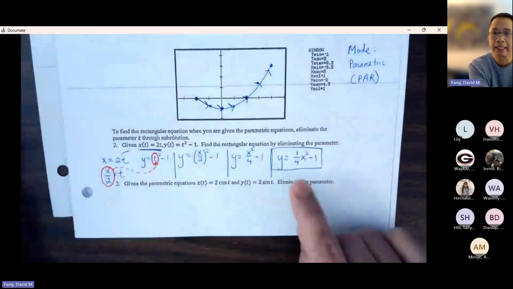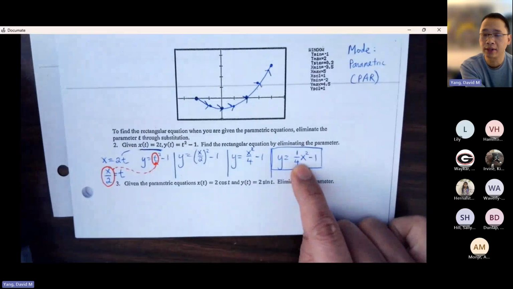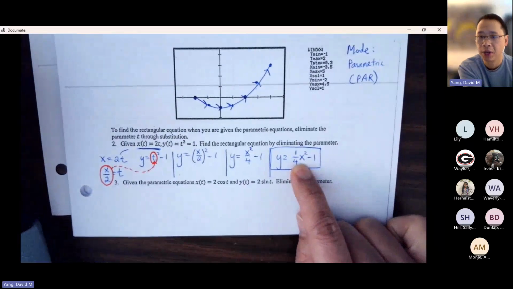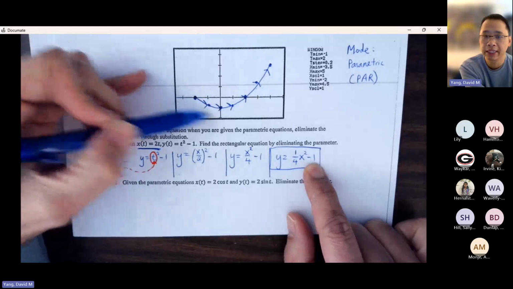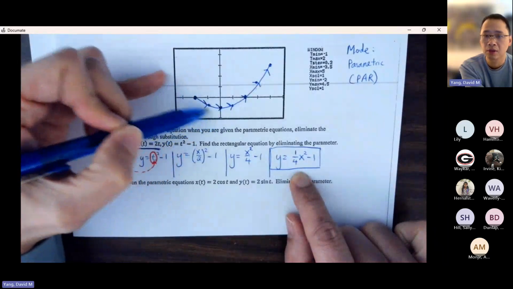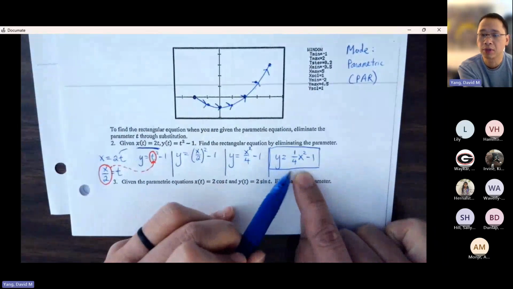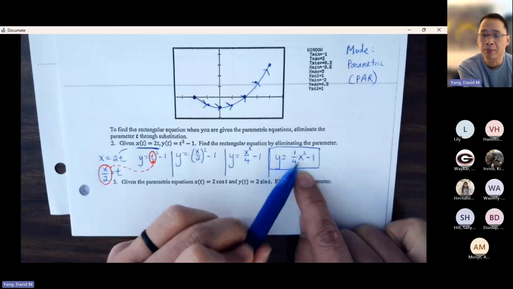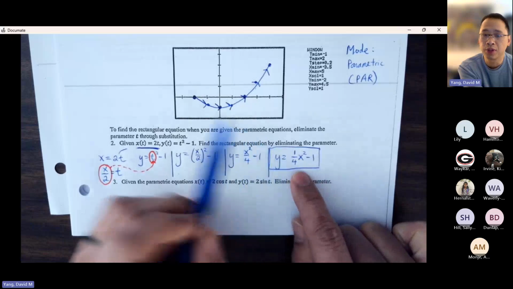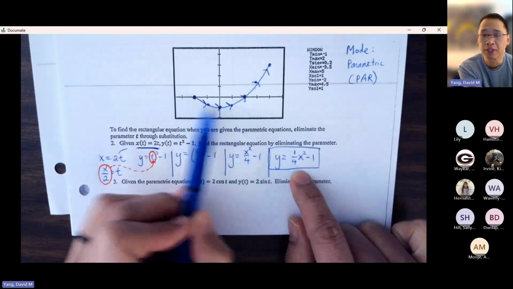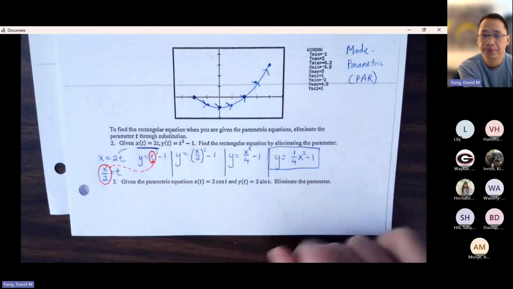This is fine, but we can pull that 1/4 out. So this is basically a wider version of our parent graph, y equals x squared minus 1. It has a y-intercept at -1. So this is a function that we're more familiar with, but by eliminating the parameter, we get an equation that we recognize, but also we remove the additional information in terms of how the graph is formed.